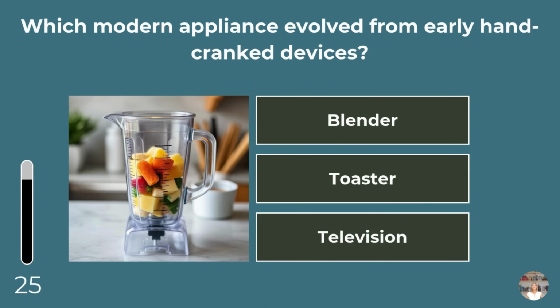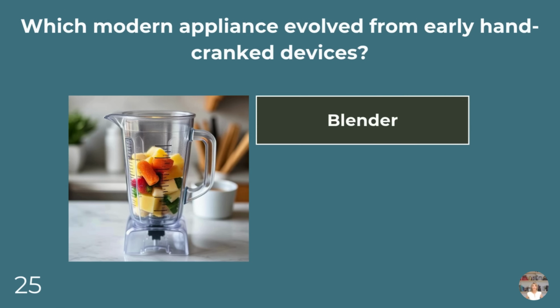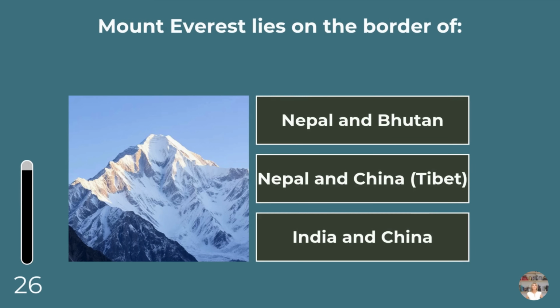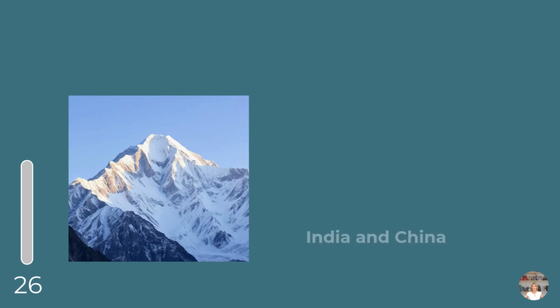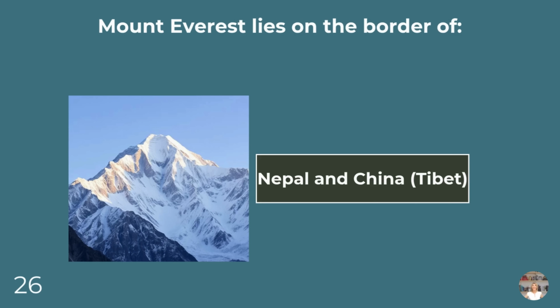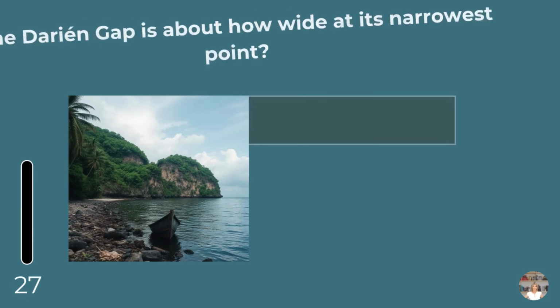Which modern appliance evolved from early hand-crank devices? Blender, toaster, or television? Blender. Mount Everest lies on the border of Nepal and Bhutan, Nepal and China or Tibet, or India and China? Nepal and China, or Tibet.